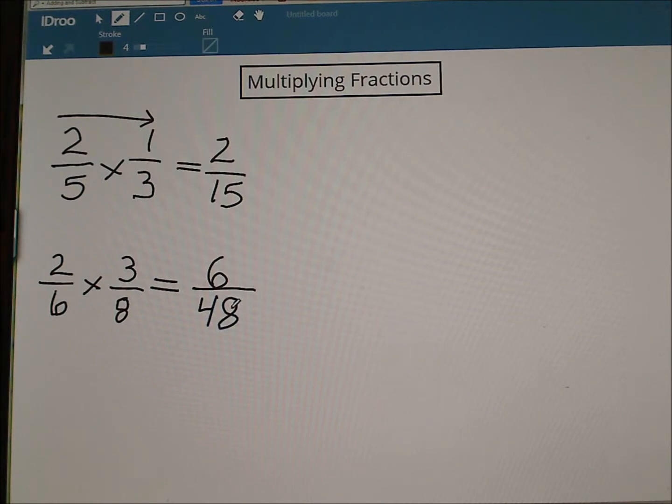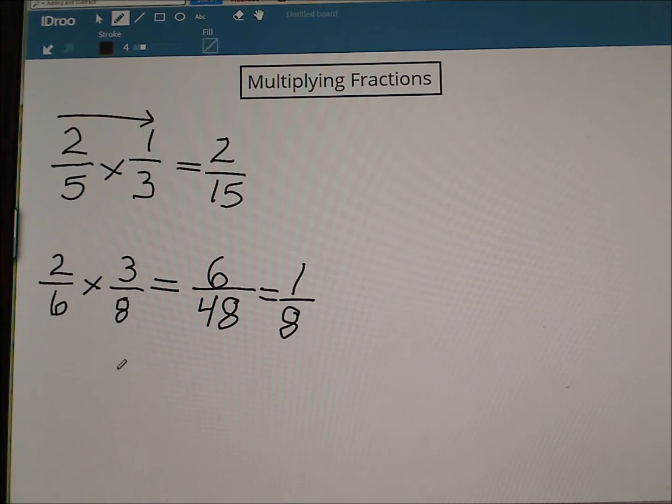And if you're required to reduce your fraction, you will need to find the greatest common factor that divides evenly into both your numerator and your denominator. In this case, the greatest common factor would be 6. So 6 divided by 6 is 1. And 48 divided by 6 is 8. So 2/6 times 3/8 equals 1/8 in its reduced form.